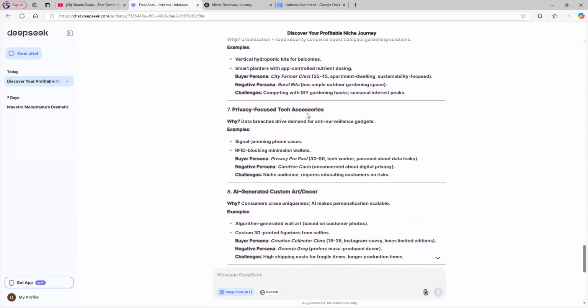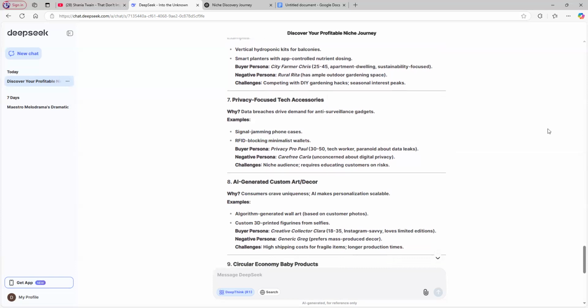Privacy focused tech. Let's see here. Signal jamming phone cases. That one would be a stupid idea because you would be jamming your own phone. The RFID blocking minimalist wallets, they're okay. They're not great, but they're okay sellers.